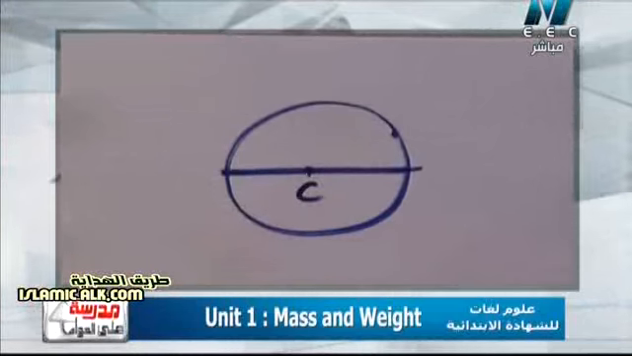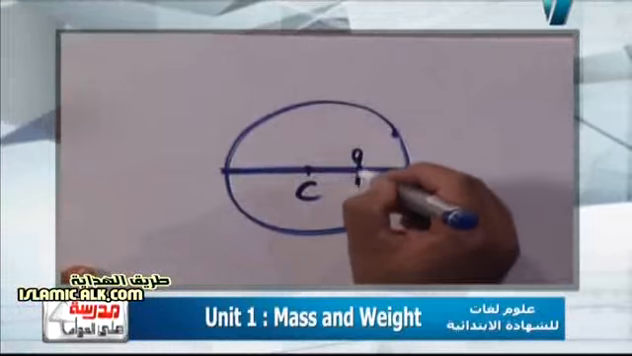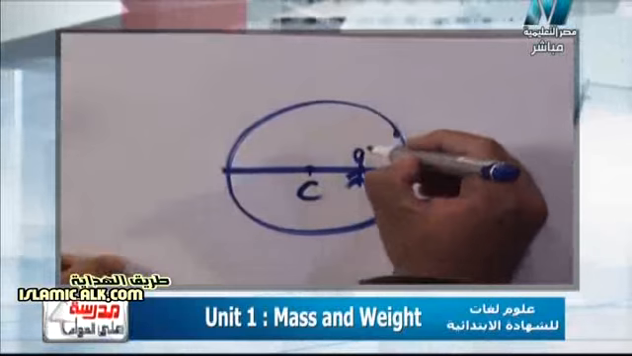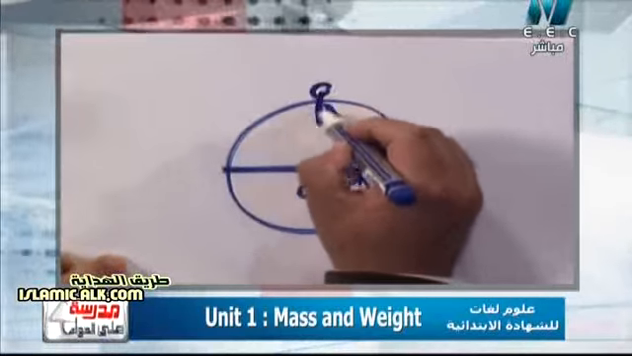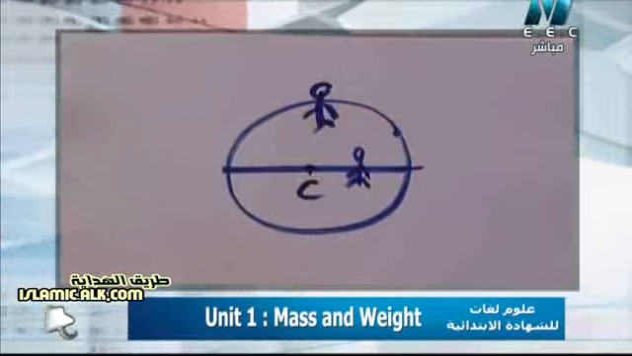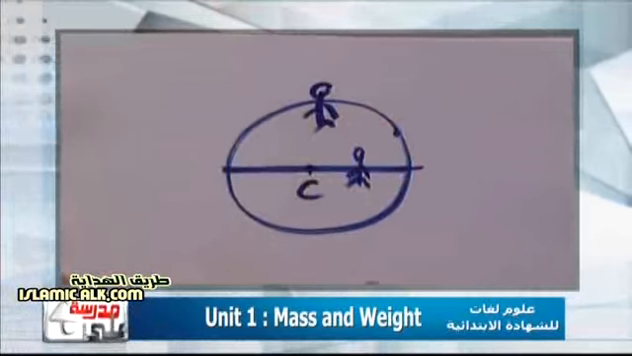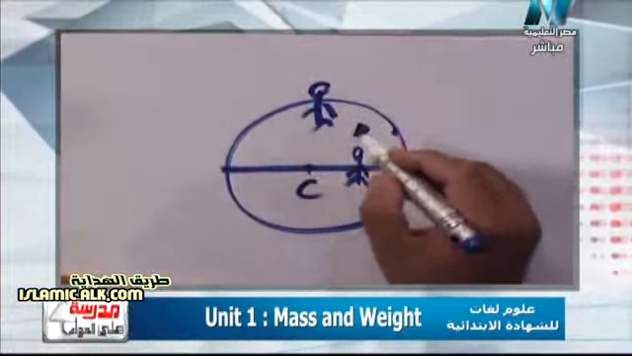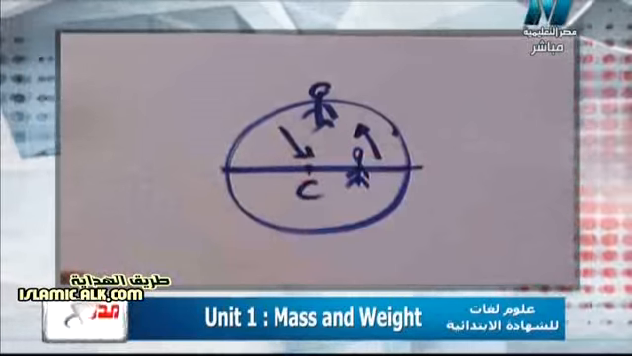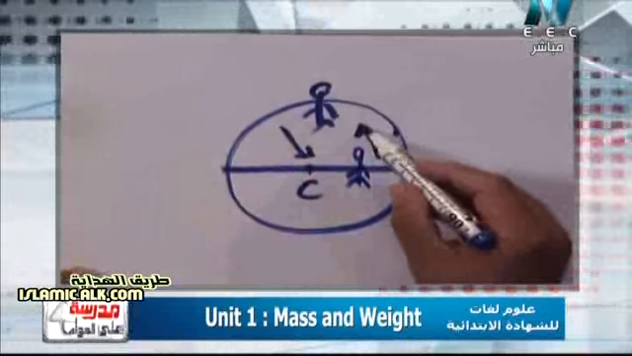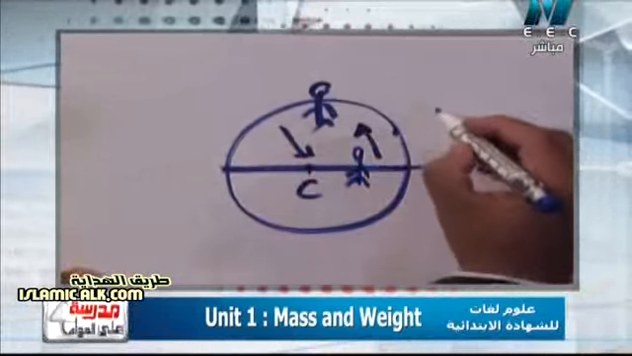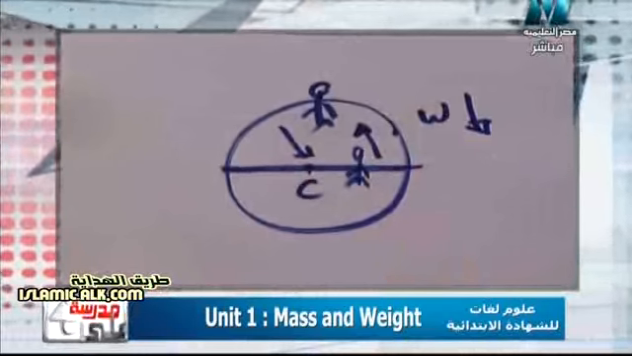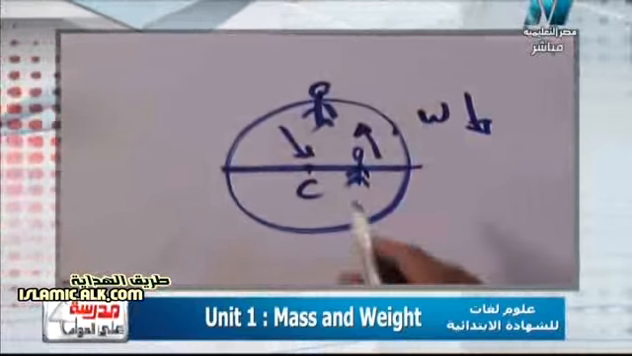If a person is standing here near the center and after some days he moved to the North Pole, for example, what happened to the weight if he moved away from the center or toward the center? If he moved away from the center, the weight decreases. Why? Because the attraction force will be less, because he moved away from the center, which has the more attraction force.